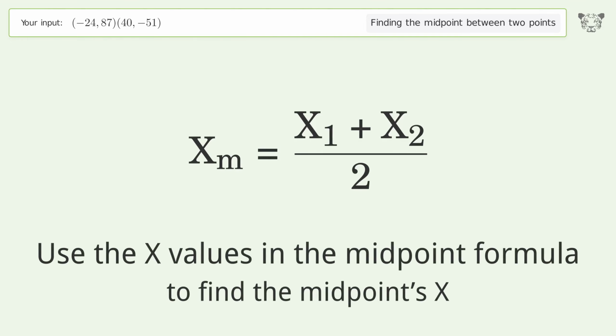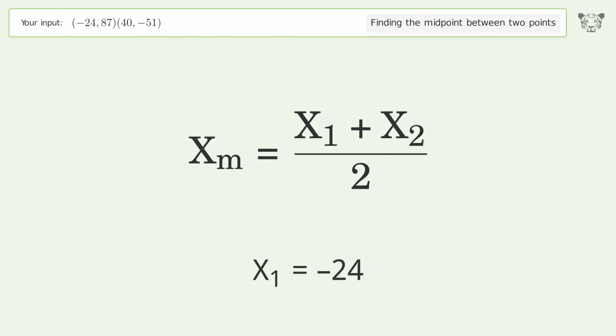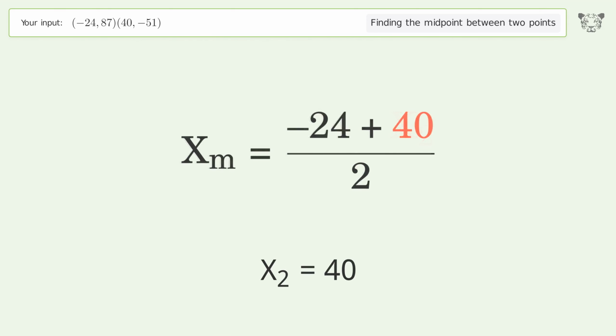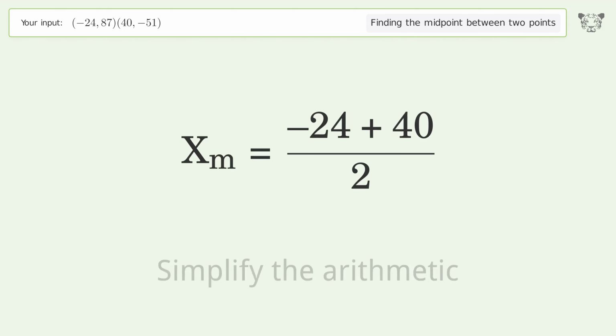Use the x values in the midpoint formula to find the midpoint's x. x1 equals -24. x2 equals 40. Simplify the arithmetic.